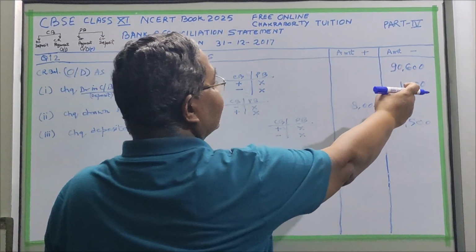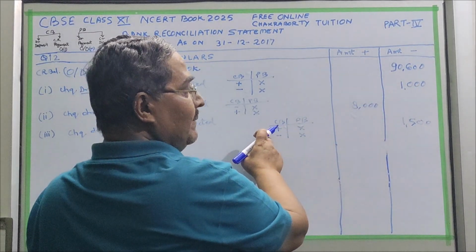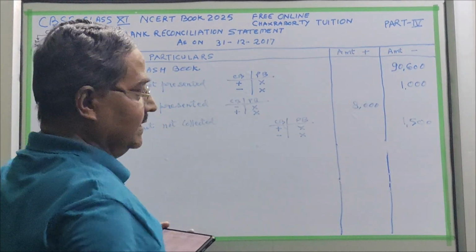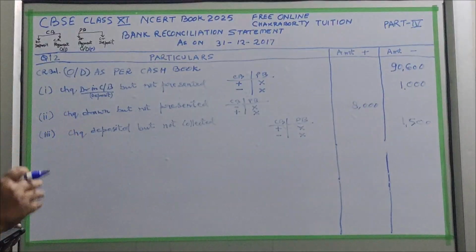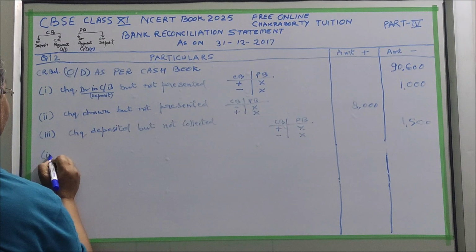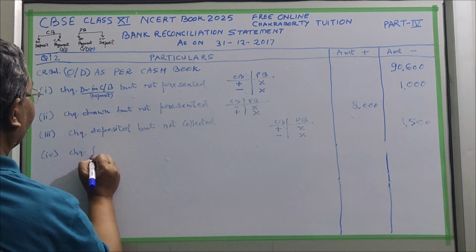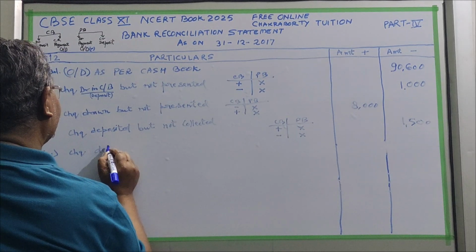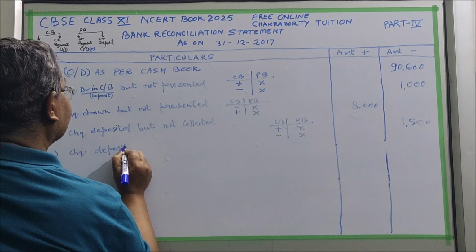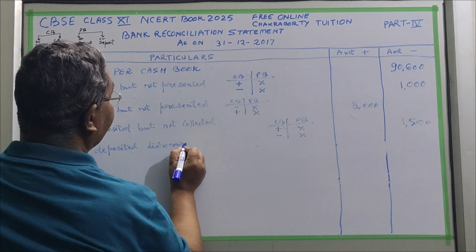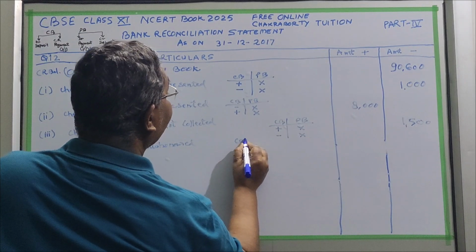For the businessman, a minus entry to increase, they have to make a minus here. A minus entry to reduce, they have to make a plus in the cash book. In the statement, they have to make. Then the next entry, check for 5,000 has been dishonored. Another question is check deposited dishonored. What is the position of cash book and passbook?